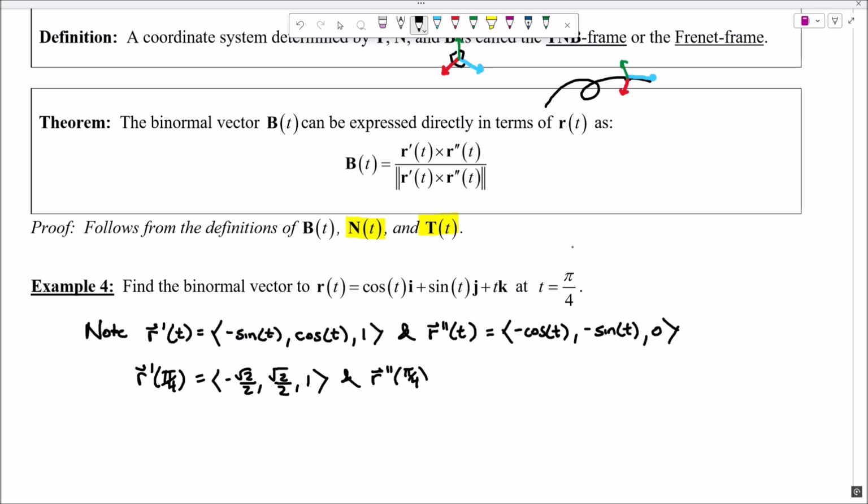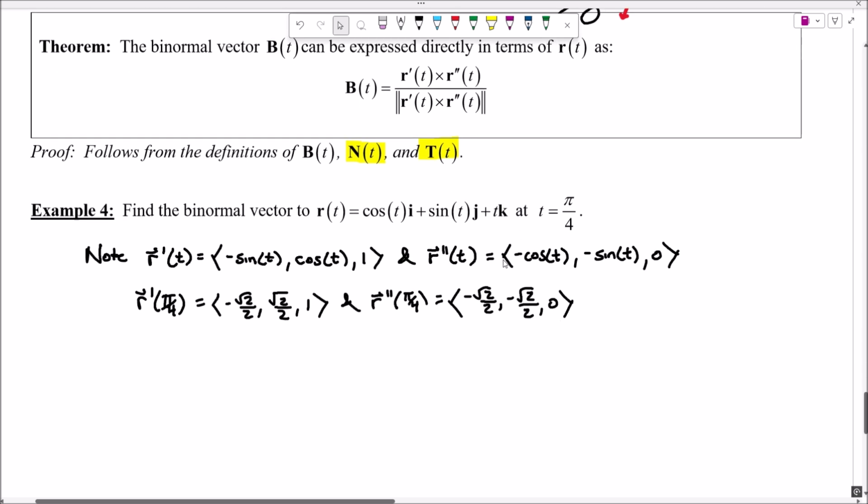And in the second derivative, I get something very similar. I get a negative root 2 over 2, another negative root 2 over 2, and a 0. Okay, so now if I can find the cross product of these vectors, I'll have my numerator for the fraction. And then if I can go ahead and take the norm of that resultant cross product, I will have the denominator and I'll have my B of t established.